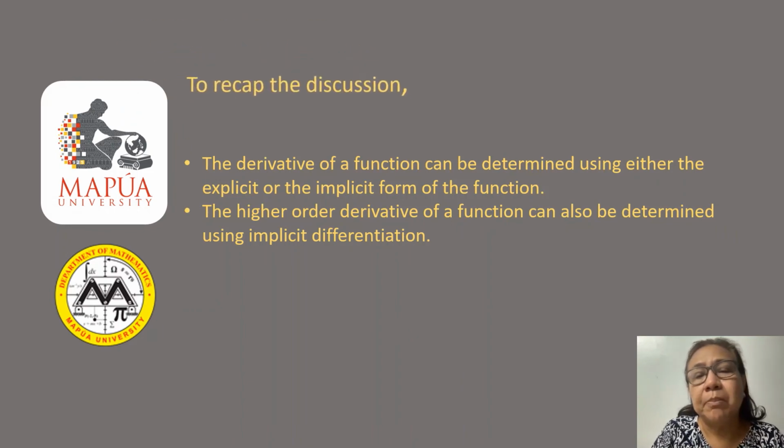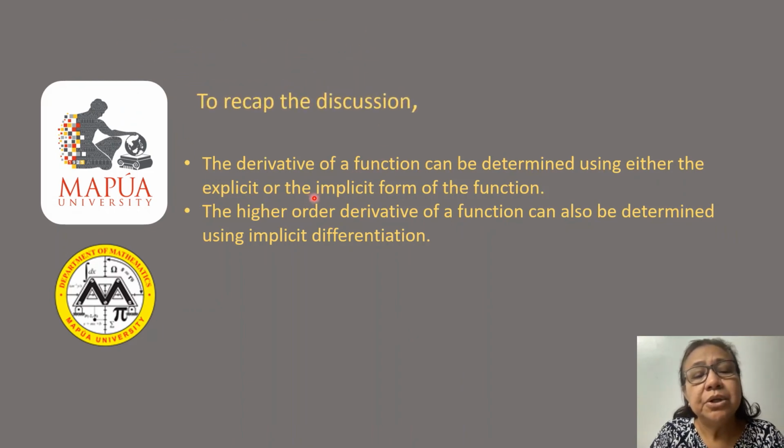Again, to recap our discussion, the derivative of a function can be determined using either the explicit or the implicit form of the function. That the higher order derivative of a function can also be determined using implicit differentiation.